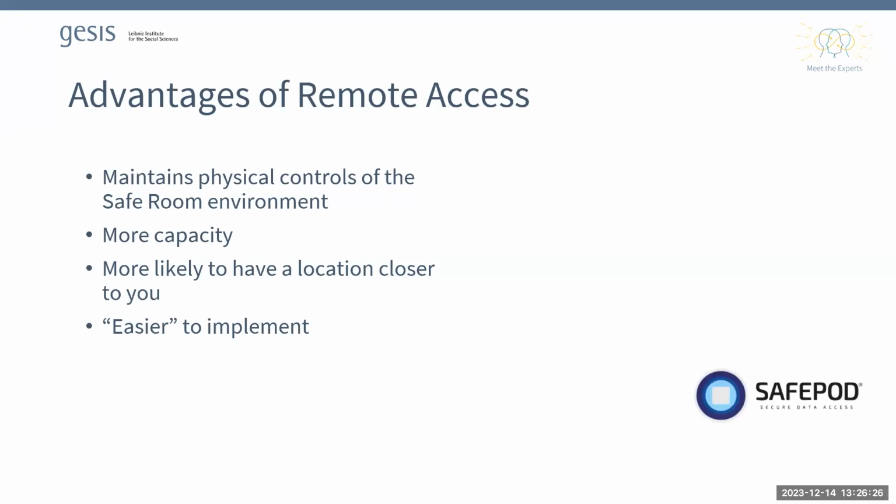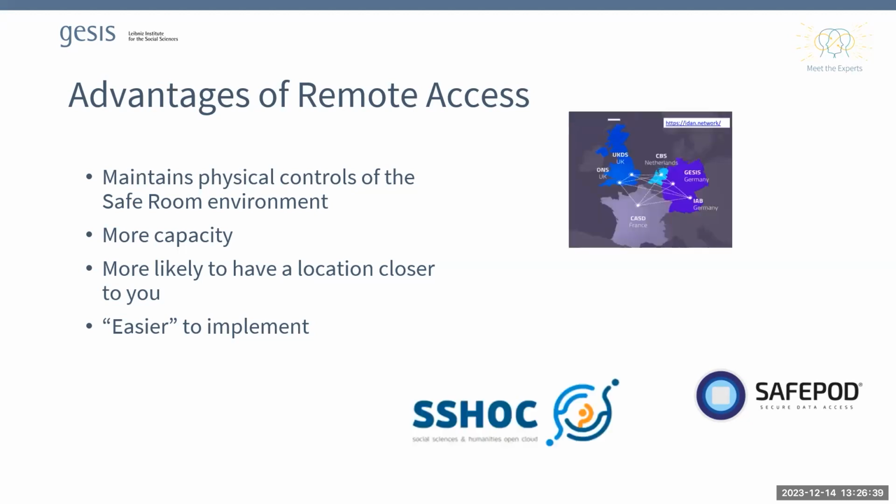And there are many of these types of things. So there's the SafePod network, which is still in the UK, although there's some early talks about whether there's scope to extend that. We have things like IDAN, which is the International Data Access Network, and SHOC, which is the Social Sciences and Humanities Open Cloud. And these two projects have been really, really dominant and really active in opening up remote connections between different European countries. So we've made some really, really good progress through these projects.